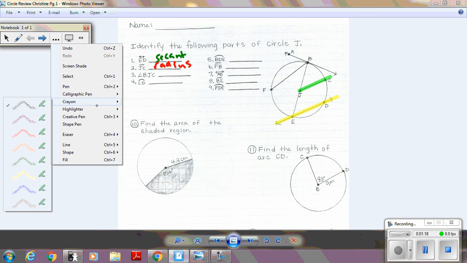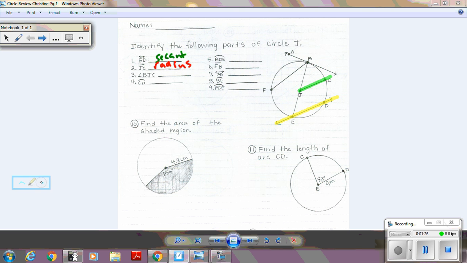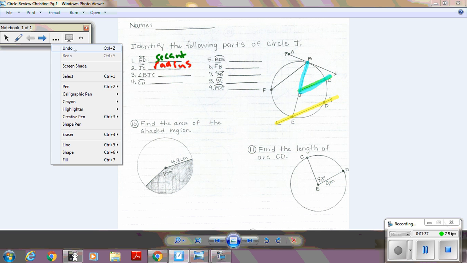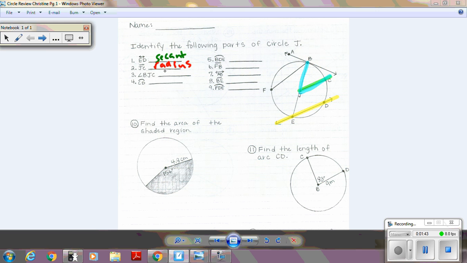Angle BJC. Since angle BJC has a vertex that is point J, which is the center of the circle, then angle BJC is a central angle.